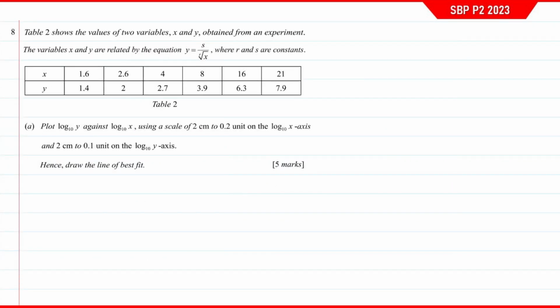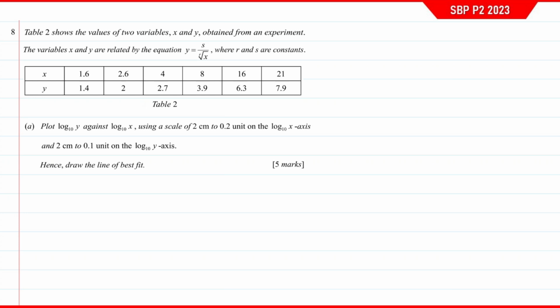Question number 8. Table 2 shows the values of two variables x and y obtained from an experiment. The variables x and y are related by the equation y equal to s over r to the power of x, where r and s are constants. A: Plot log base 10 of y against log base 10 of x using a scale of 2 cm to 0.2 unit on the log base 10 of x axis and 2 cm to 0.1 unit on the log base 10 of y axis. Hence, draw the line of best fit.